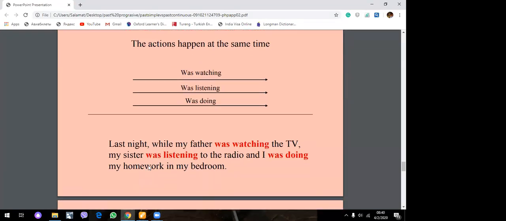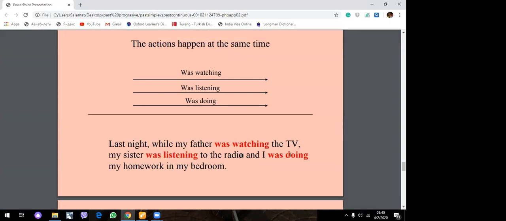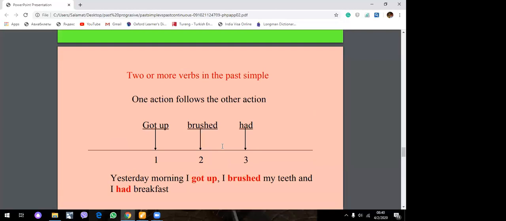Okay, let's see how. We have three actions here: was watching, was listening, was doing, right? Now, last night, while my father was watching the TV, this is the first action. My sister was listening to the radio, the second action, and I was doing my homework in the bedroom, third action. These three actions happened at the same time, not a different time, like a simple past.